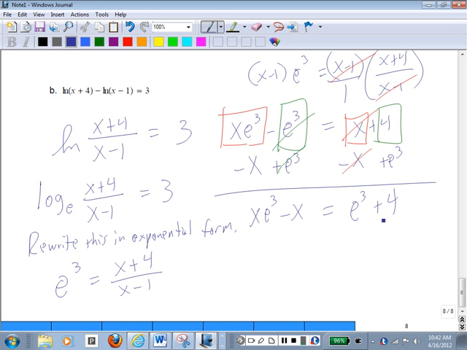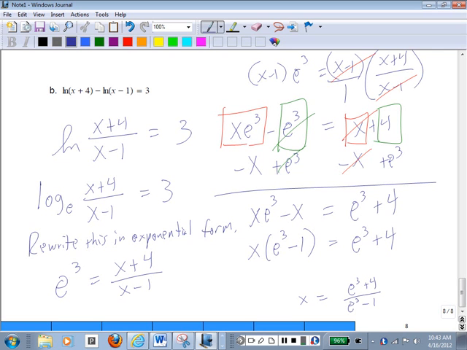On the left, like we did way up high, factor out an x. Each term has a factor of x, so we can factor out an x and write it x times e cubed minus what? 1. Good. Equals e cubed plus 4. And final step, prior to punching this into the calculator, divide both sides by e cubed minus 1, and we will end up with x equals e cubed plus 4 over e cubed minus 1.